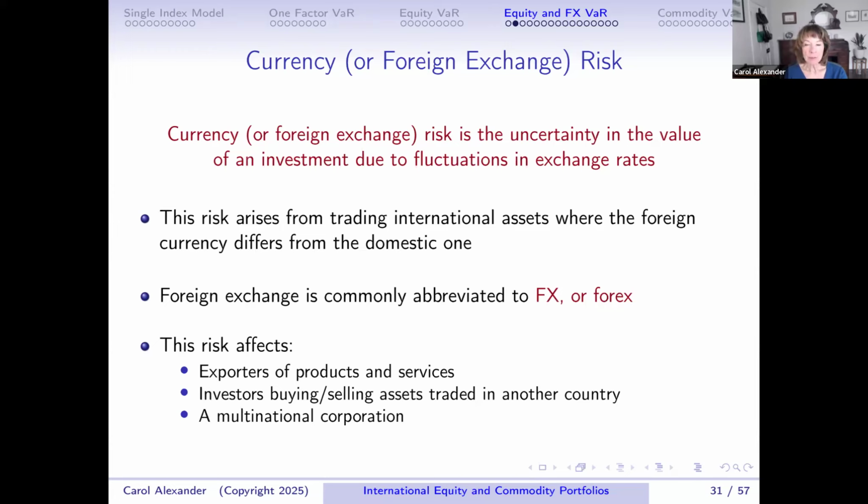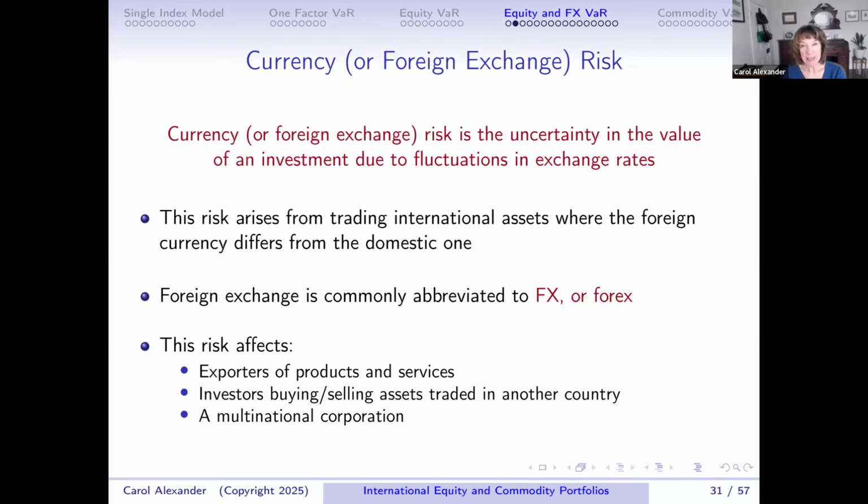And I often abbreviate foreign exchange to FX, or some people call it Forex. So see all those terms: currency, foreign exchange, FX, Forex, even exchange rate risk, some people might call it. And who does it affect? Well, any exporters of products or services, so financial services firms that provide international advisory or M&A, or large banks, of course, they're going to be affected by foreign exchange risk.